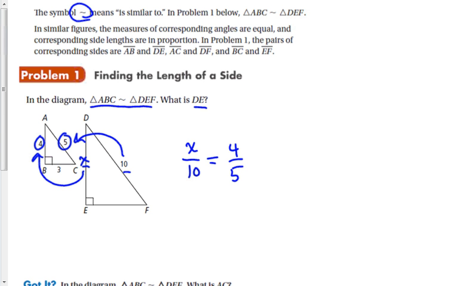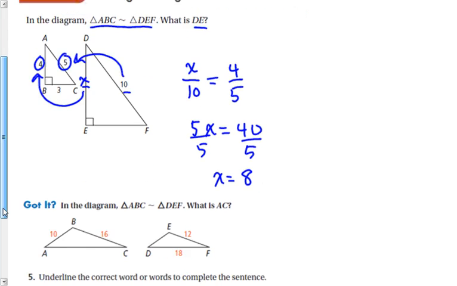Then I'm just going to use the cross products property, and 5 times X is equal to 40. Divide both sides by 5, and I get X is equal to 8. All right, you try that.